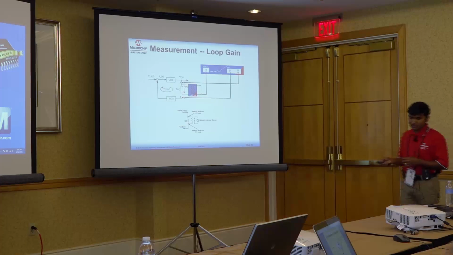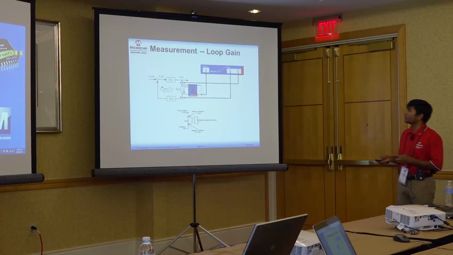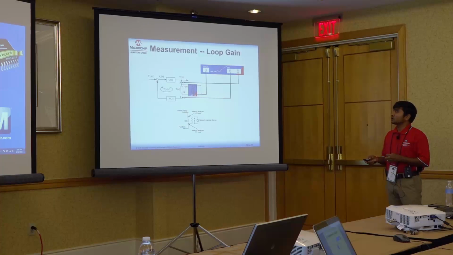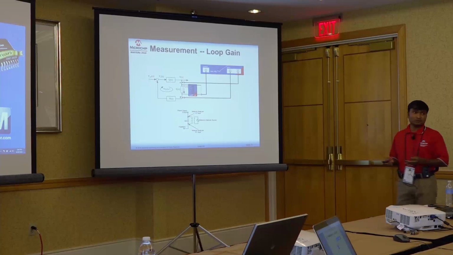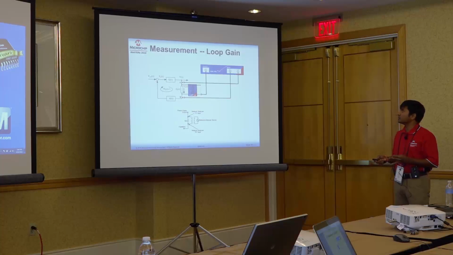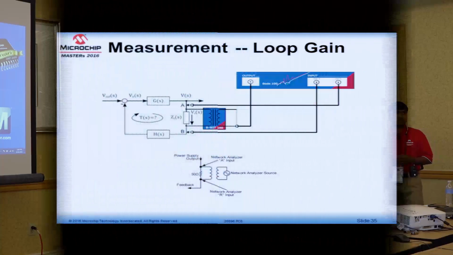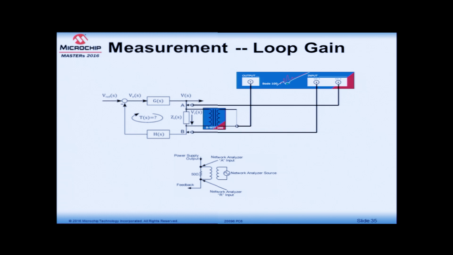So, the other measurement we generally do in any control system is the measurement of the loop parameters, loop gain and phase. One way to measure is using a Bode analyzer or network analyzer, and we generally break the loop at one point.